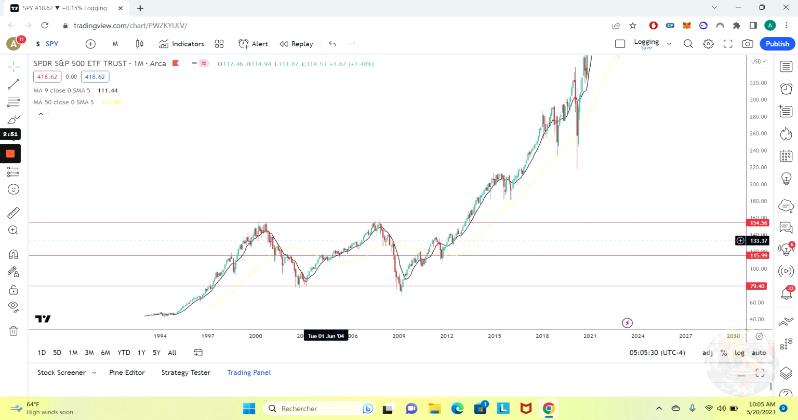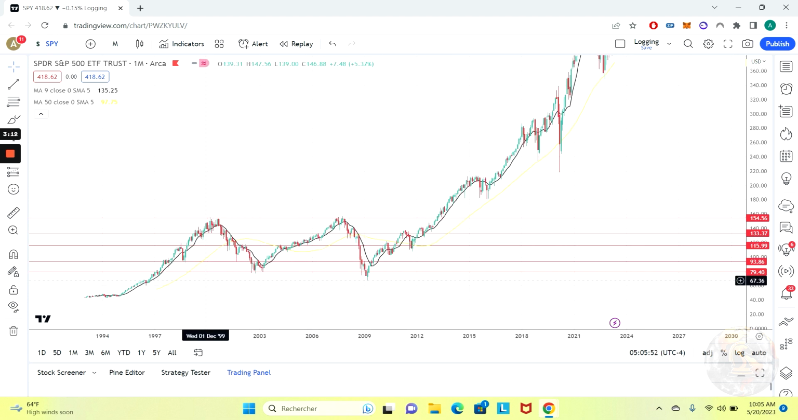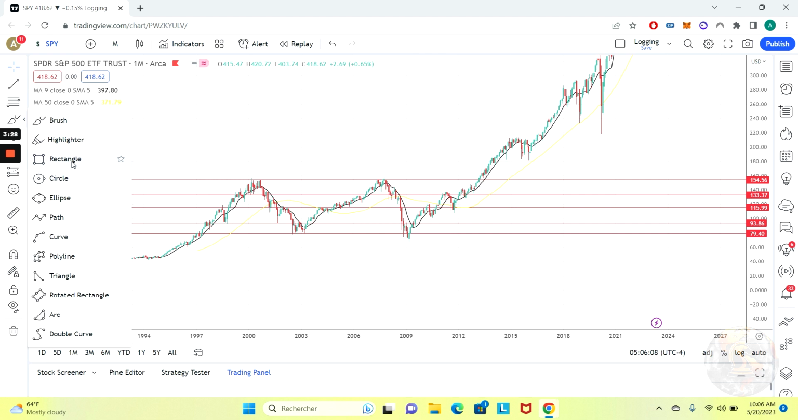Are there any other zones in this range? Yes, there are. You can see there's one here. What I'm trying to show you guys is that there are multiple zones in this range, but then overall price stayed in between these two, the 78 area and 154 area. So there are multiple zones in this range, but on the larger picture, these two zones contain price for a period of about 10 years. Now, what does that mean? That means we can draw a box here.